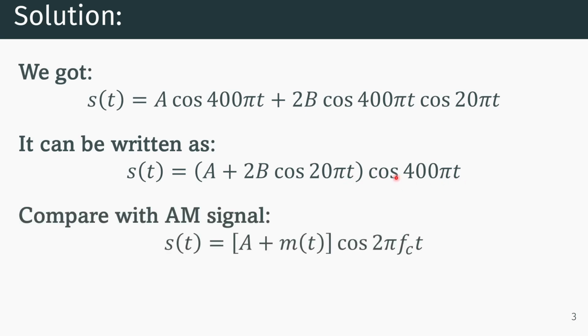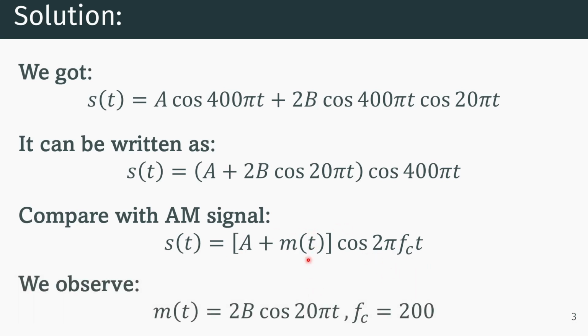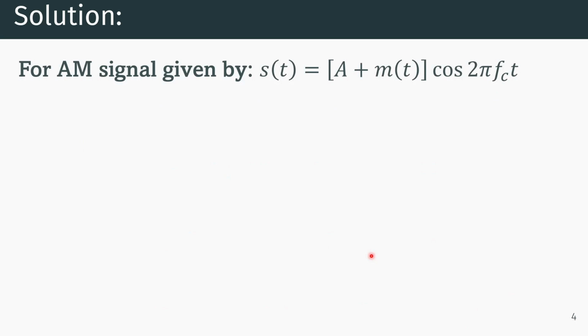Comparing this with our standard AM signal S(t) = [A + m(t)] cos 2πf_c t, you see that the message signal m(t) is nothing but 2B cos 20πt. We can call it the modulating signal also. We also see that the carrier frequency f_c is 200 hertz. Why? The carrier frequency in radians per second is 400π, and in hertz it would be 400π divided by 2π, which is 200 hertz.